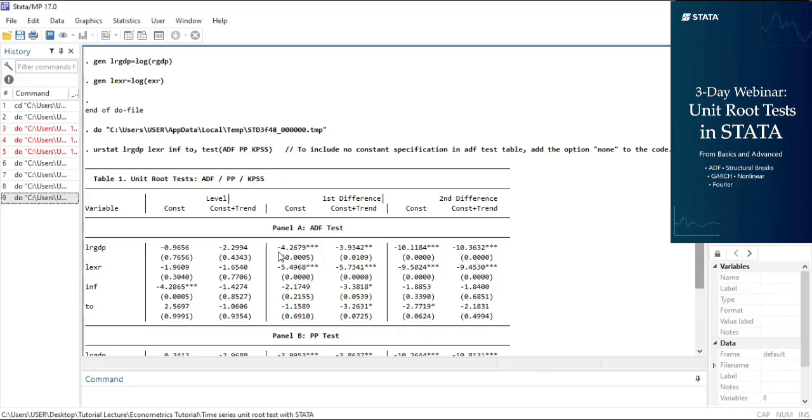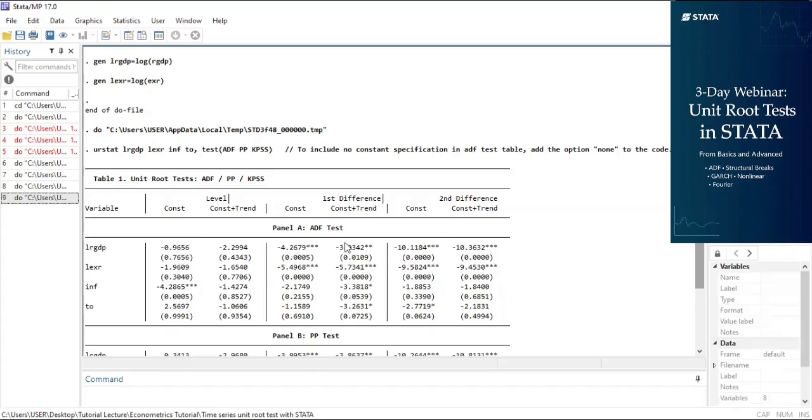That is with constant. Specification with constant only is more negative than with trend and constant. What you can infer from here is that trend is unnecessary. Trend is not that necessary in your log of GDP. If you look at the specification, you see that the trend is not significant. That's why we use EViews like that. You see the coefficient of the time.